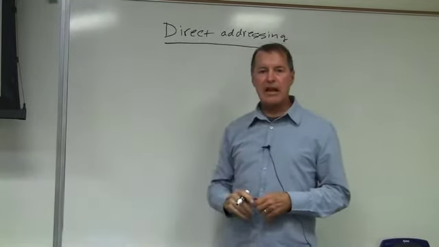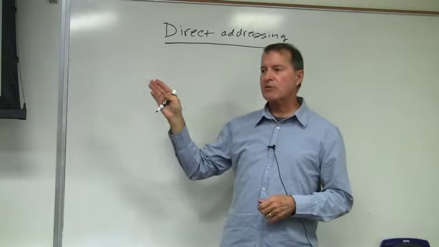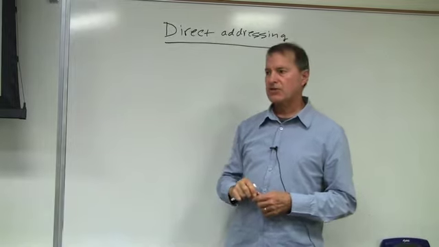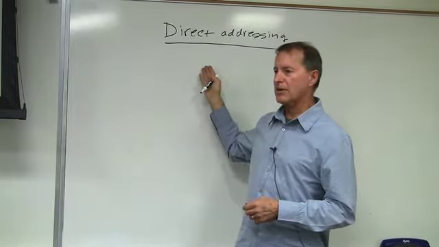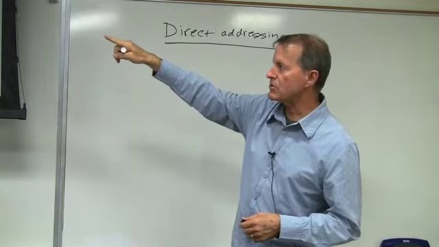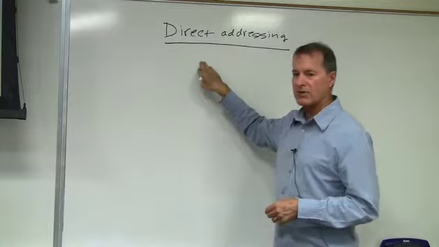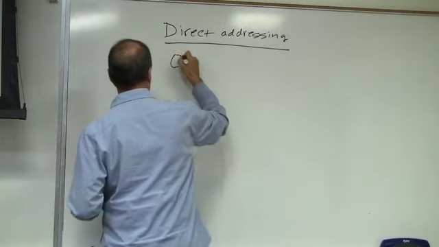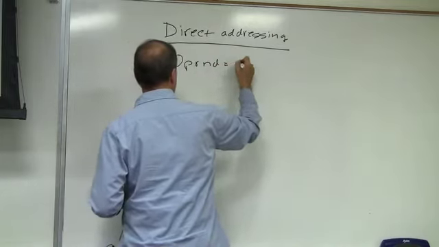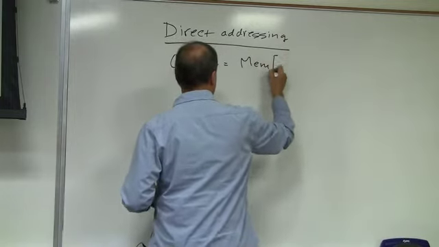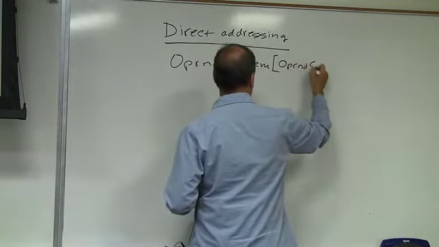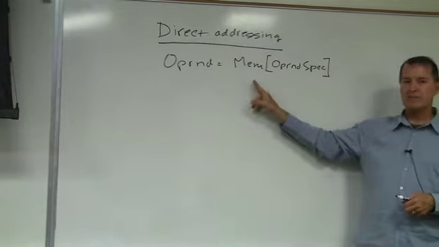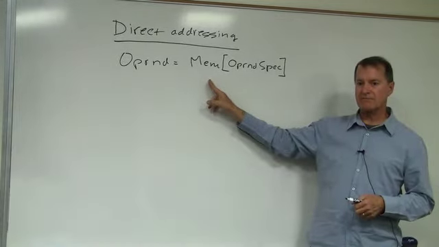Now, that AAA field, how many addressing modes are there altogether? 8. And this direct addressing is the second one, because in the slide it's 001. So here is how direct addressing works. OPRND equals Mem[OPRND SPEC]. Here is the meaning of direct addressing.